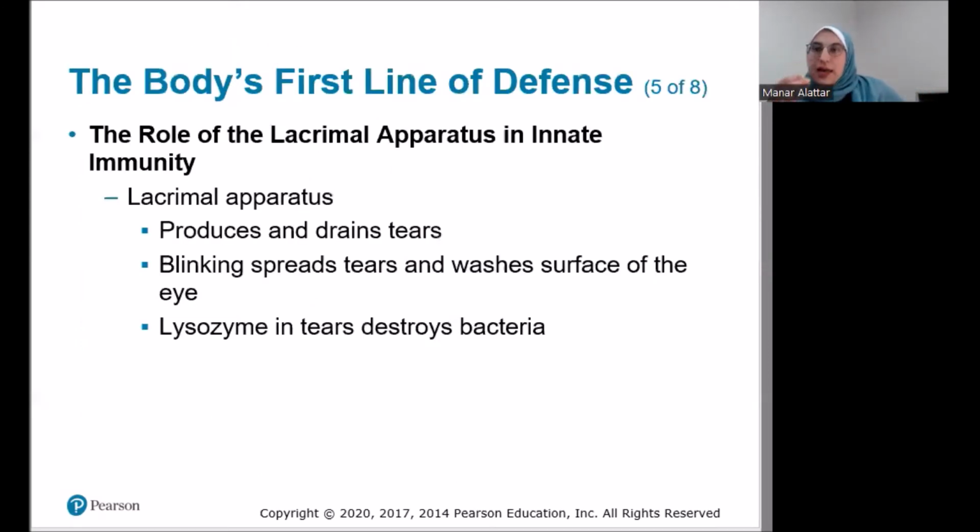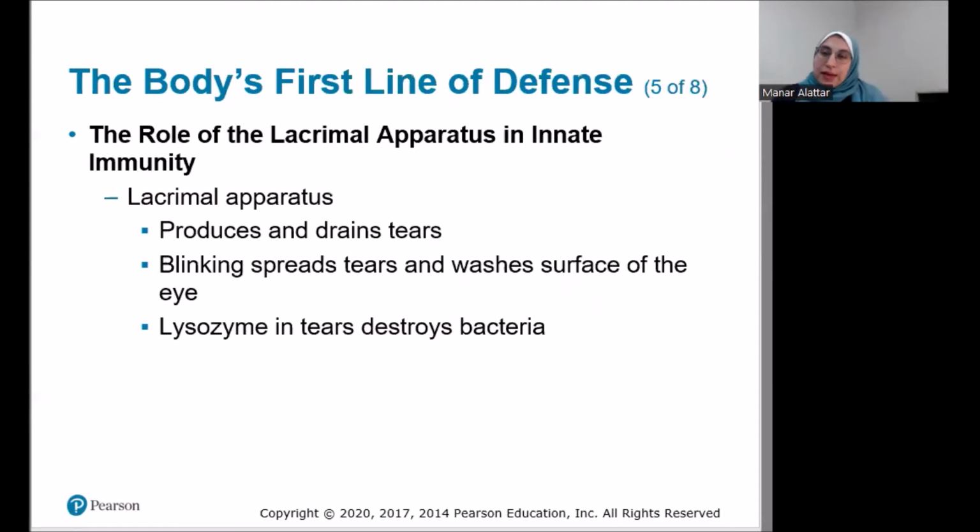Similar to mucus are tears, right? So you can go ahead and pause the video and watch the tears video, a simple video that gives you an idea of how tears work and the stages.